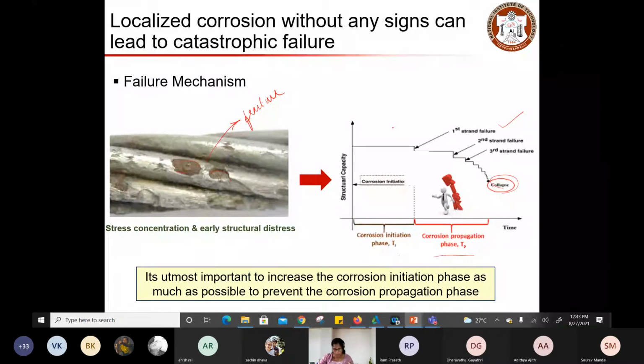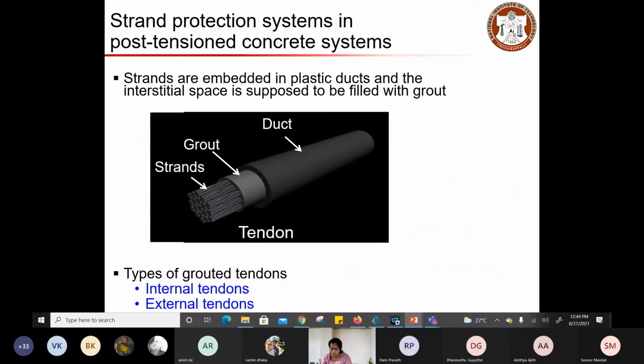Our idea used to be, first, to control the corrosion. There should not be any corrosion at all. Even if it happens, then this corrosion initiation phase should be as long as possible, so that you will not have any failure in the system, and there will not be any structural capacity reduction. So this is what we look at when we design for pre-stressed concrete systems. We need to delay the corrosion initiation phase as much as possible, so that we can avoid any failure of pre-stressing wires, which could cause a reduction in the structural capacity.